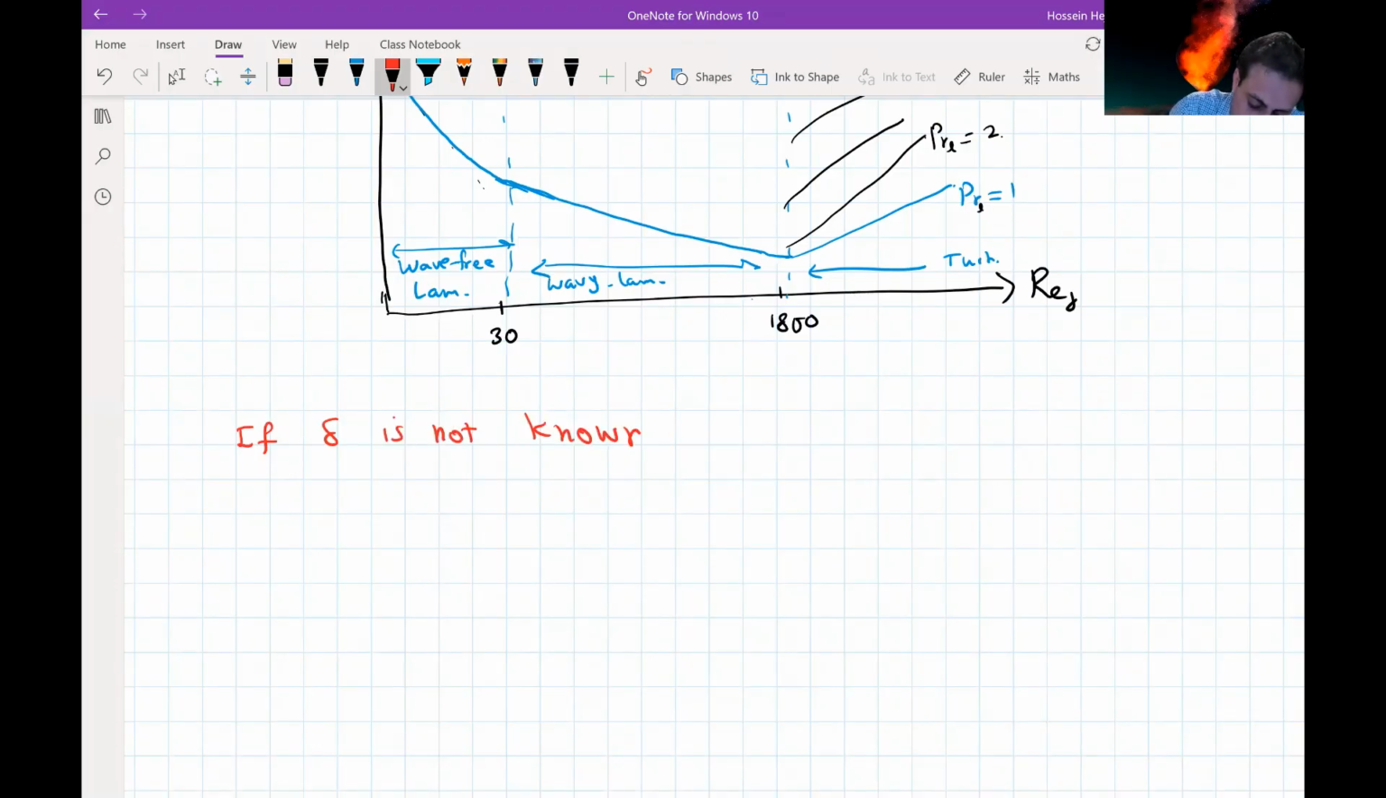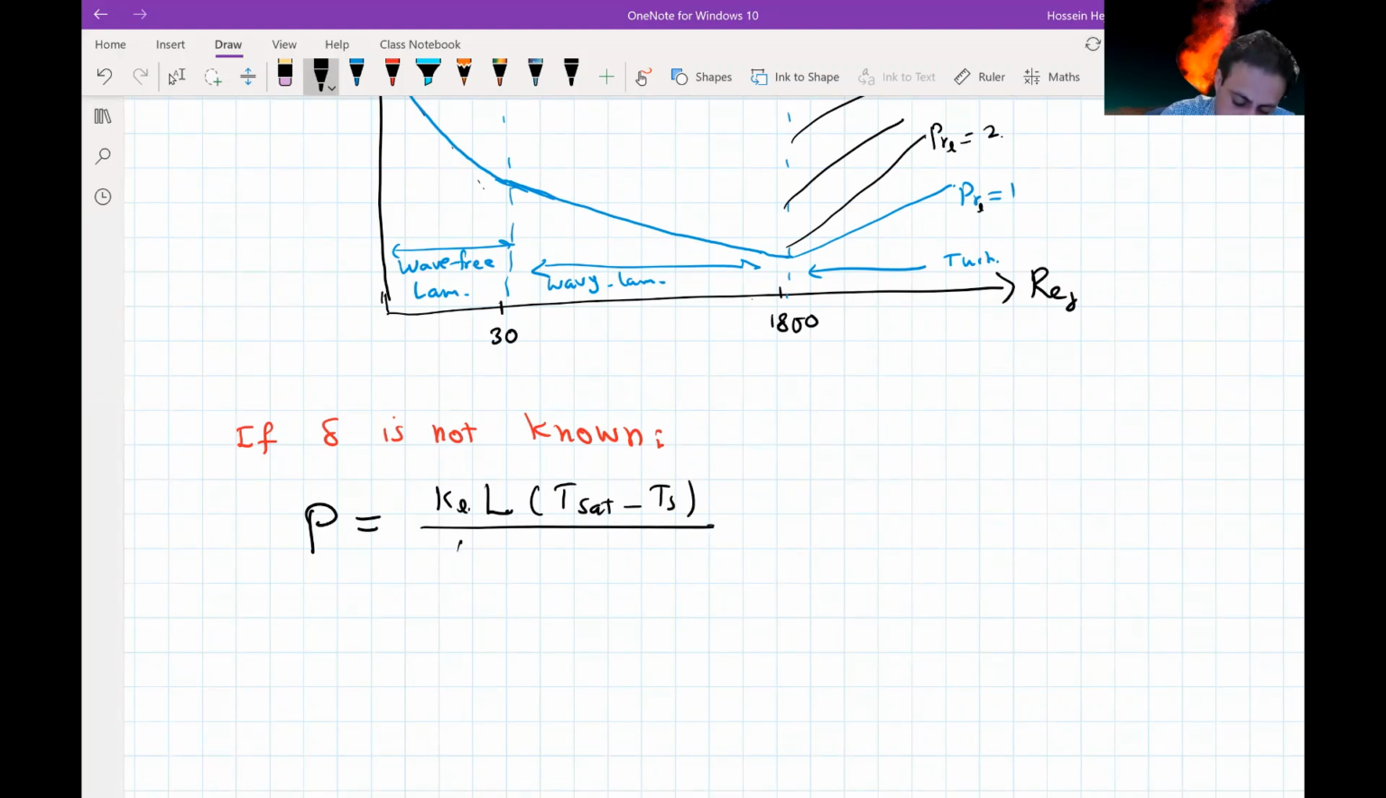then we define another parameter called P. Let's define P, and that's k L times L, length of the plate, times saturation temperature minus T s, divided by mu L, h prime f g, the length scale that we have, kinematic viscosity of liquid squared divided by g to the power of 1/3.